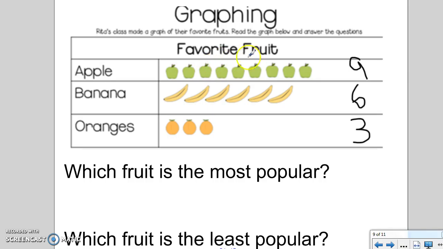So down at the question it says which fruit is the most popular. I need to find the fruit that has the most, and the biggest number is 9, so the fruit that has the most is apples. So I'm going to write apples.